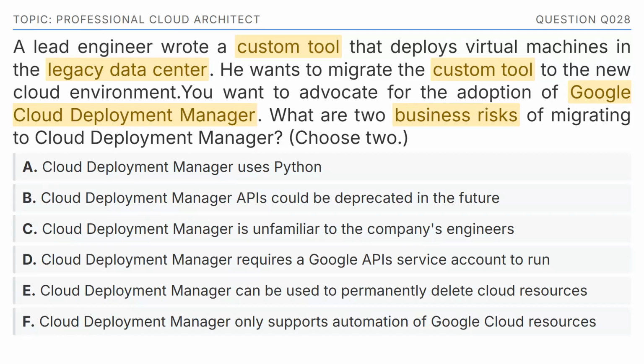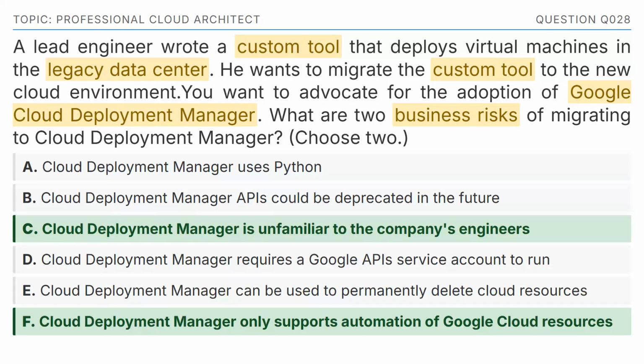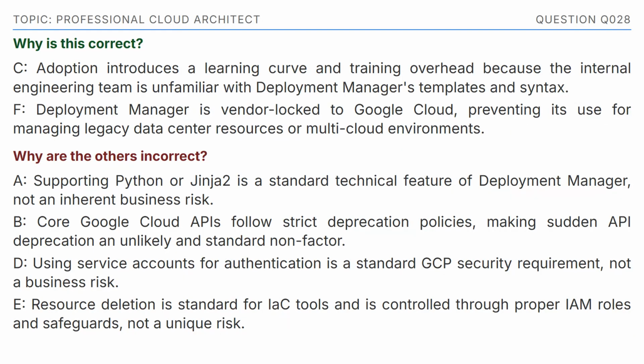To arrive at the correct answer, we focus on the keywords custom tool, legacy data center, Google Cloud Deployment Manager, business risks. The correct answers are option C, Cloud Deployment Manager is unfamiliar to the company's engineers, and option F, Cloud Deployment Manager only supports automation of Google Cloud resources. Why is this correct?